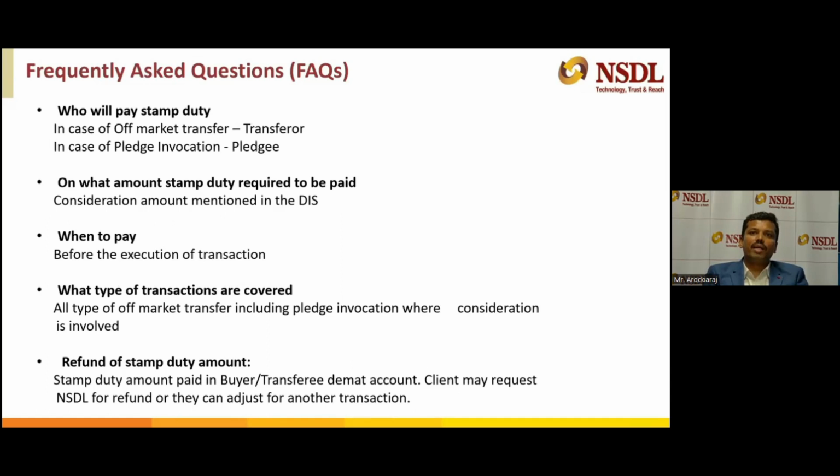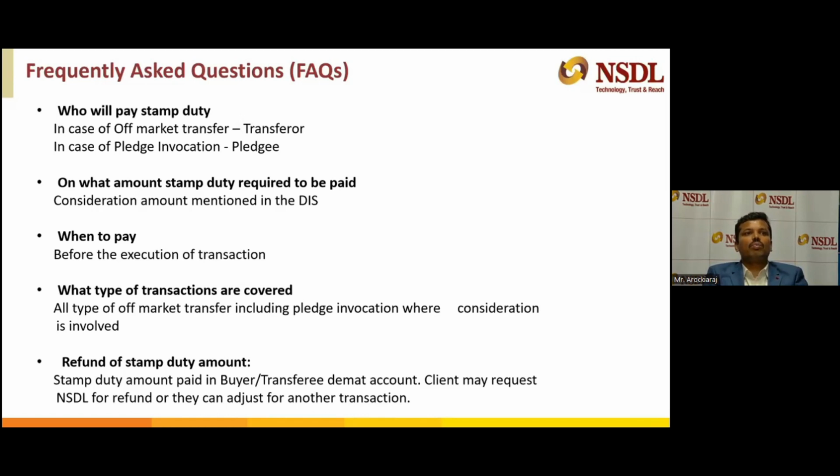We get many queries from DPs and clients with respect to the following questions. Who will pay the stamp duty? In case of off-market transfer, the stamp duty should be available in the transferor's account, that is, the transferor DP ID and client ID combination. And in case of pledge invocation, the stamp duty should be available in the pledgee's account.